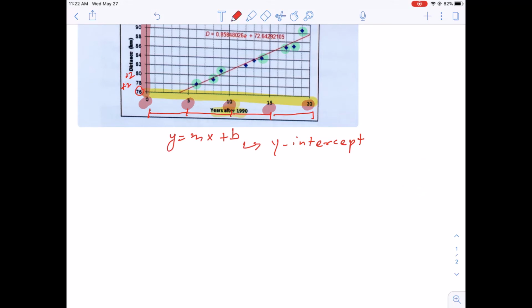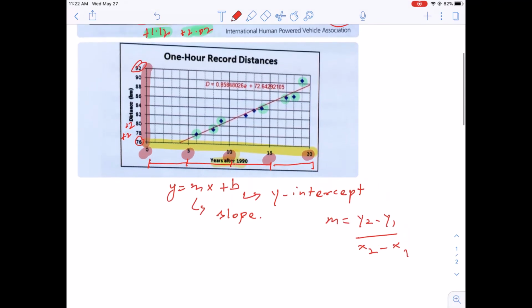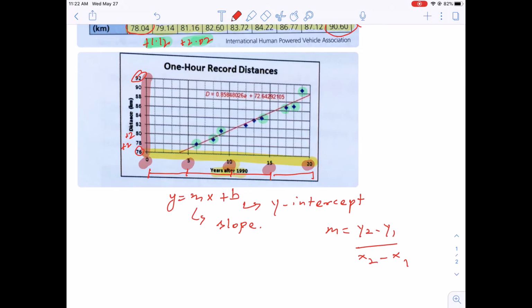Okay, now this m is the slope, and there is a formula for a slope. It is m equals y2 minus y1 over x2 minus x1. First we will find the slope for this line. For the slope of this line, I have to choose 2 points. I'll choose 2 points that touch our line of best fit.